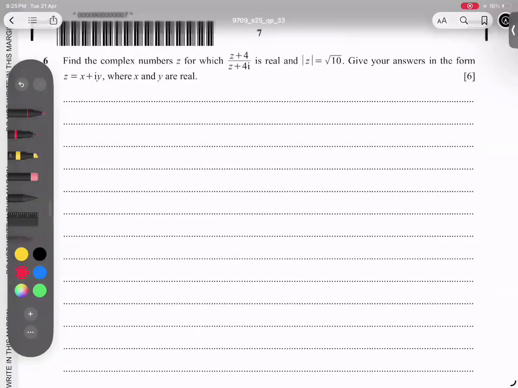Question number 6, students, on complex numbers. We are given that the complex number z has a real part, so the imaginary part is 0. So the imaginary part of the expression equals 0. The second condition is given here, and we have to give the answer in this form. If I assume z, I can say z is equal to x plus iota y.